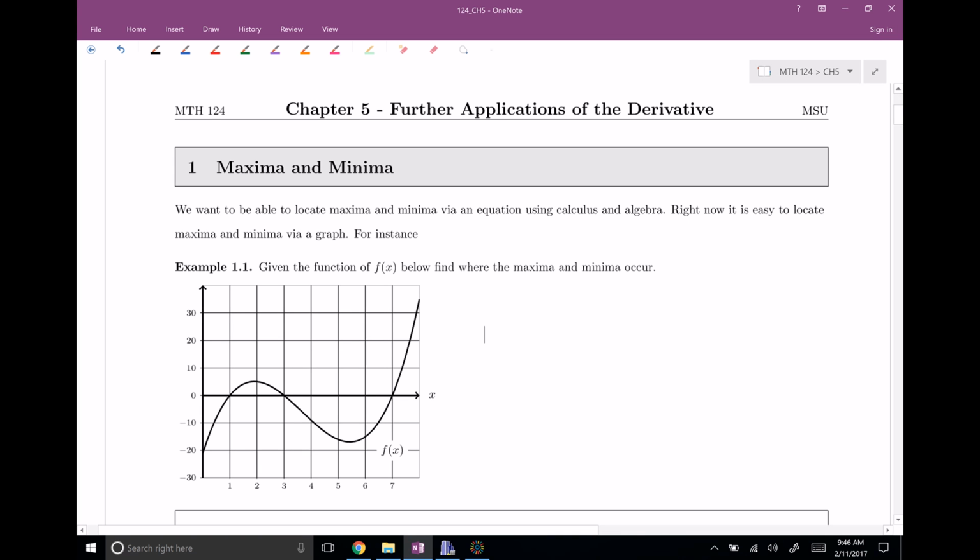Alright, welcome everyone to Chapter 5. This is further applications of the derivative. Here we are in Section 1. This is maxima and minima, which are of course the plural of maximum and minimum, right?